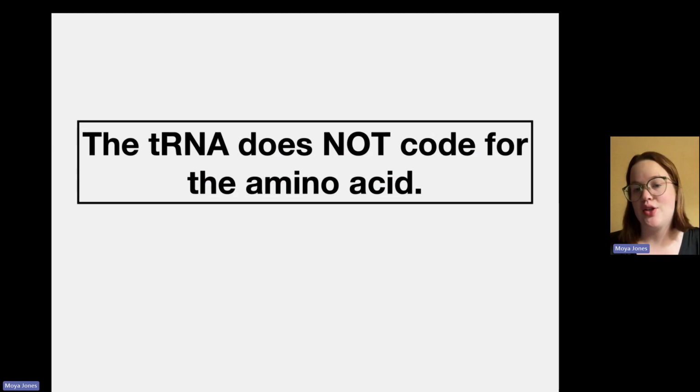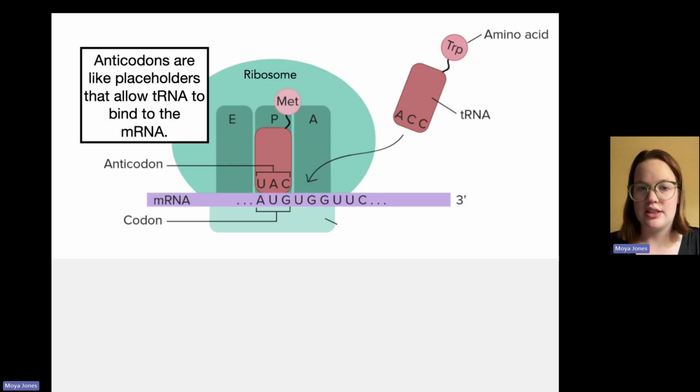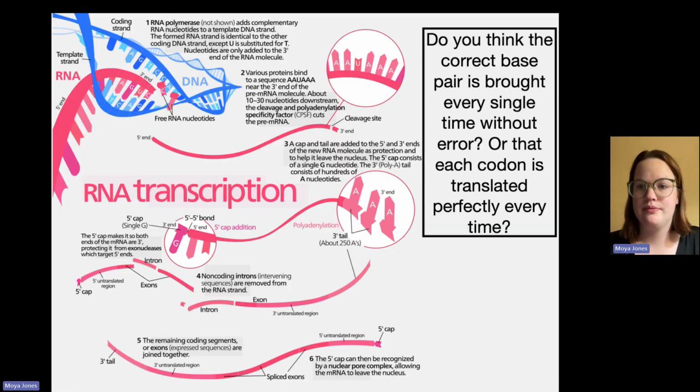The tRNA does not code for the amino acid. The mRNA does. Make sure you don't get that confused. Anticodons are just placeholders that allow tRNA to bind to the mRNA.